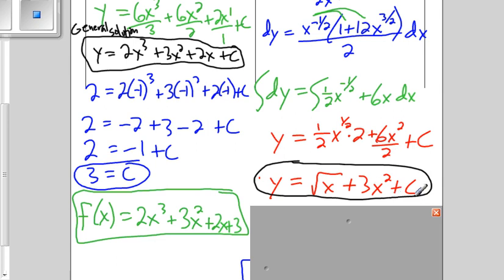6 divided by 2 is 3. We add the c. Notice you can add the c to both sides. You may have a professor who has you add c to both sides. So this is our general solution.